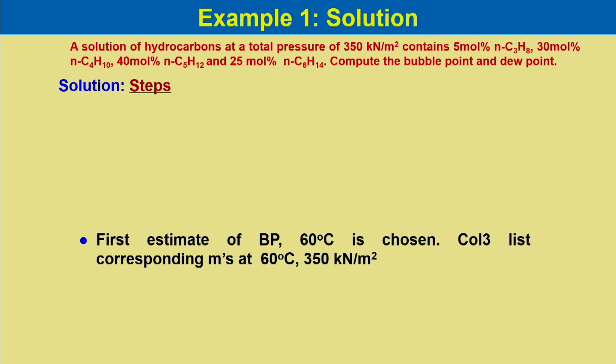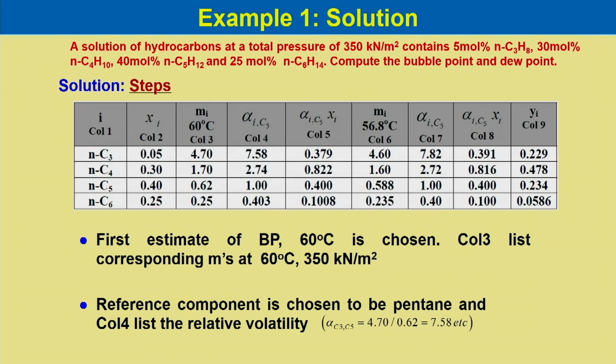First, we need to estimate the bubble point. 60 degree centigrade is chosen, in column 3 over here. With respect to 60 degree, the corresponding pressure we know is 350 kilonewton per meter square. The reference component is chosen to be pentane and column 4 lists the relative volatility.